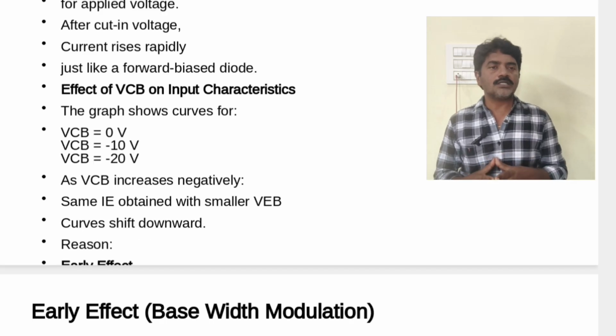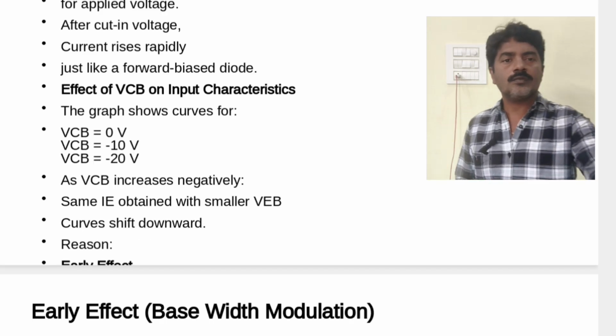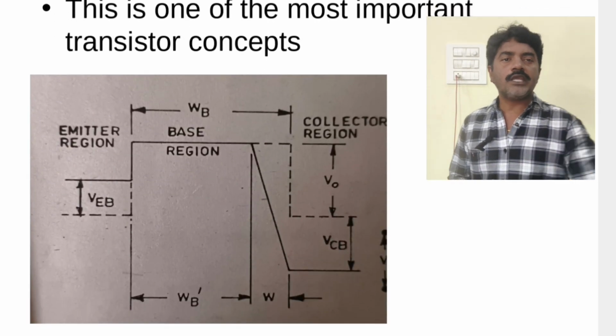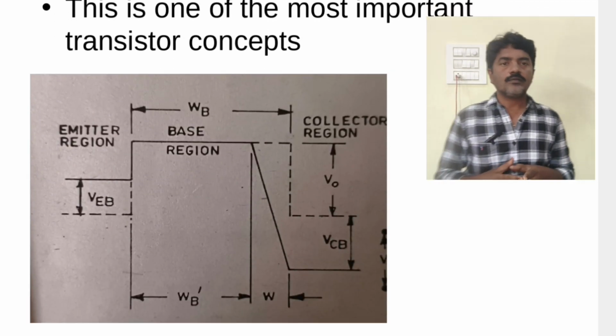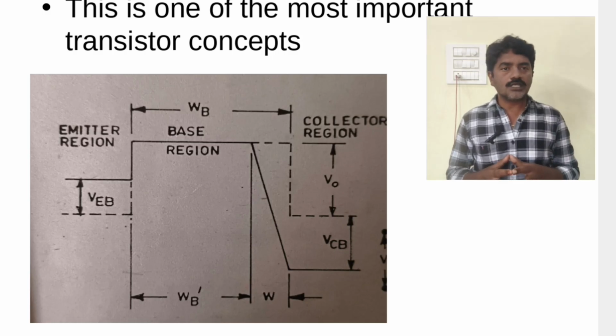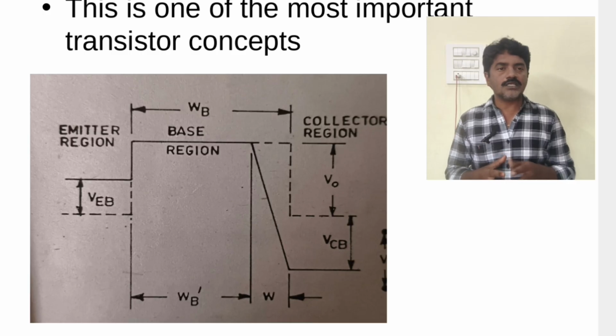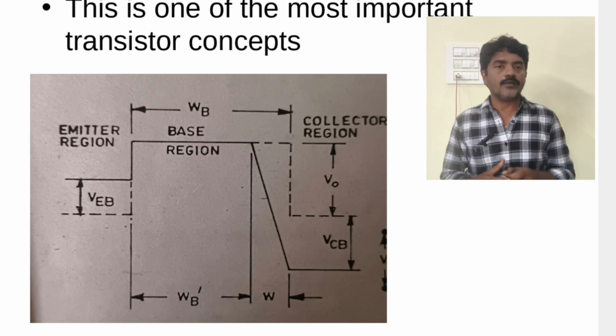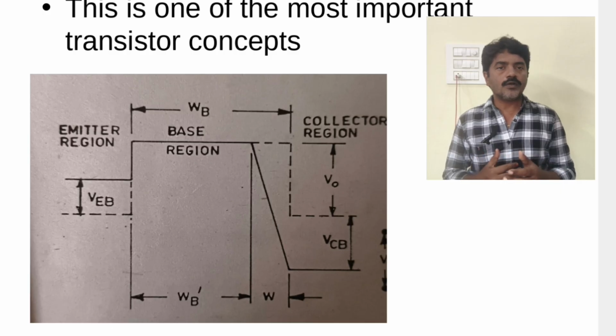This curve shows the early effect. The dotted line represents the normal operation before the early effect. After the effect, the emitter-base junction is forward biased. When the voltage increases, the diffusion layer of the emitter region decreases. Initially it is V0, then it decreases to V0 minus VEB.